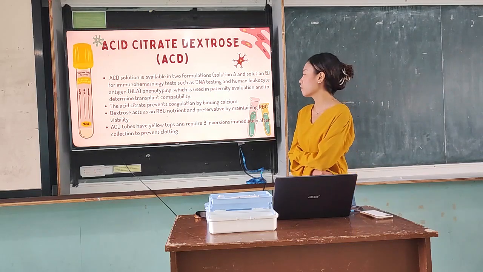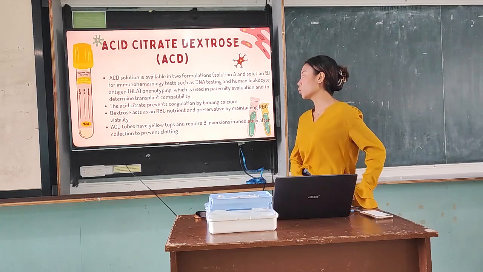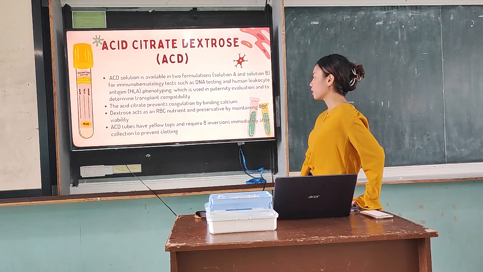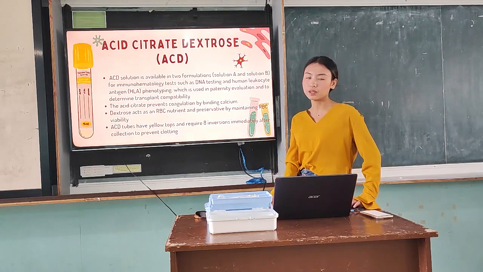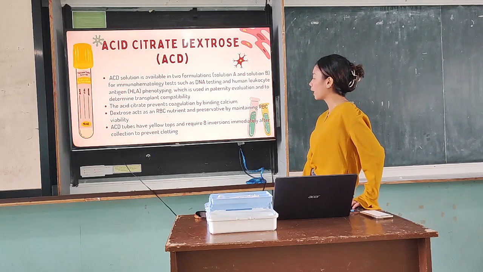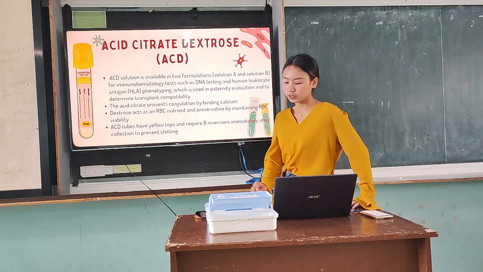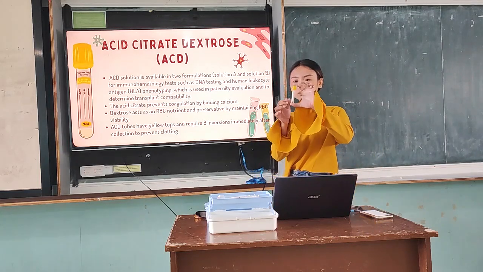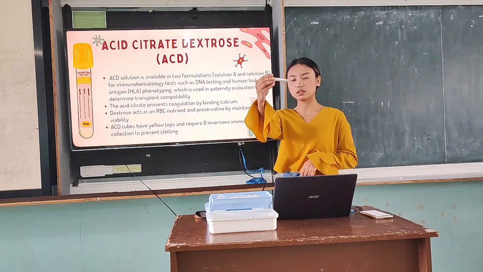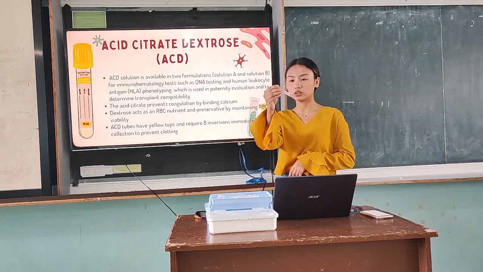The acid citrate prevents coagulation by binding calcium. Dextrose acts as an RBC nutrient and preservative by maintaining RBC viability. So, maintain na yung viability ng RBC natin. ACD tubes have yellow tops and require 8 inversions immediately after collection to prevent clotting. We have here yellow top. Yung, as you can see, yung kanyang substance sa loob, hindi siya water.